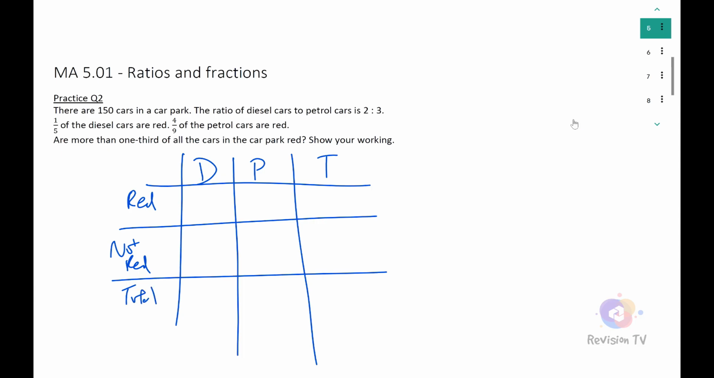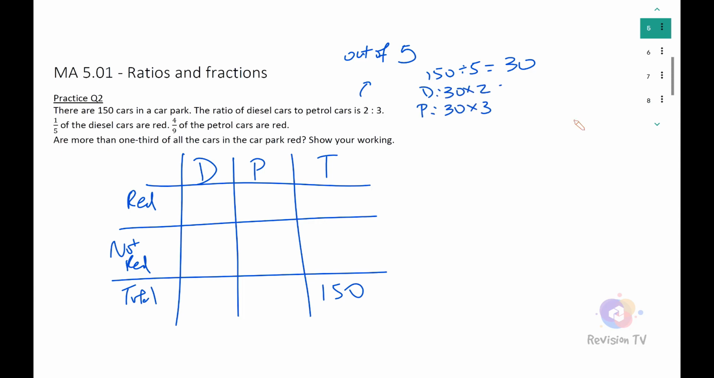Okay, next, there are 150 cars in the car park, so 150 total in here. The ratio of diesel to petrol is 2 to 3. So out of the total is out of 5. I can do 150 divided by 5 to work out one part. That's 30 for one part. Diesel has 2 parts, so 30 times 2, and petrol has 3 parts, so 30 times 3.